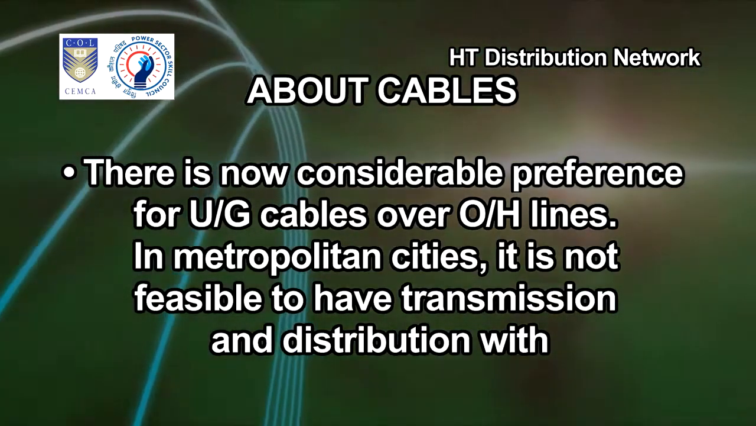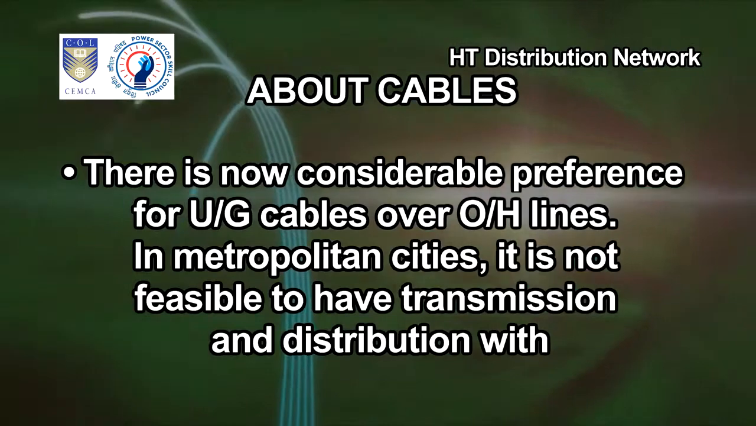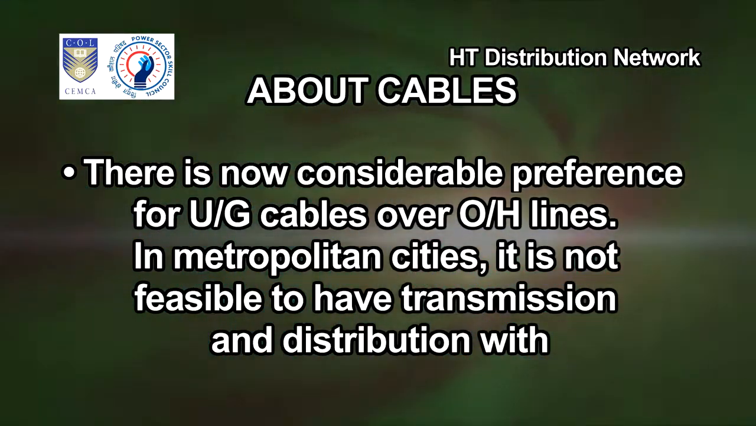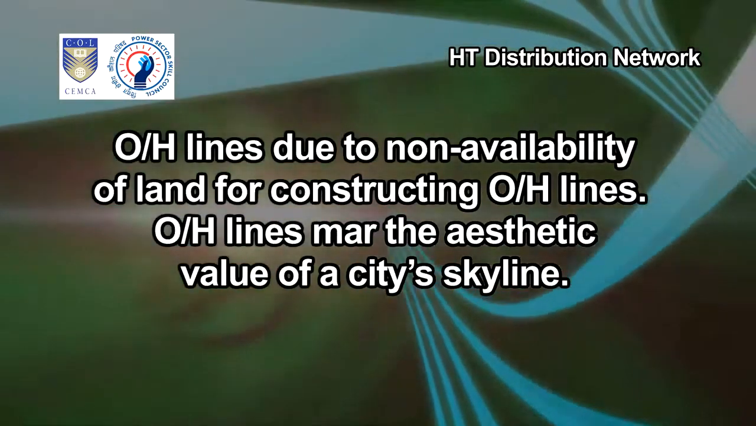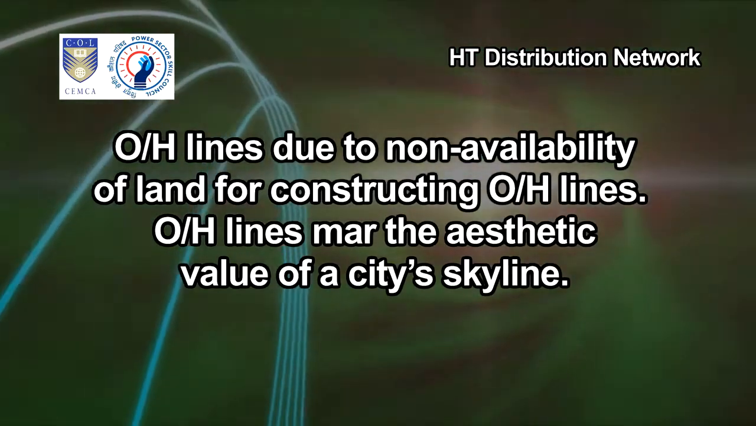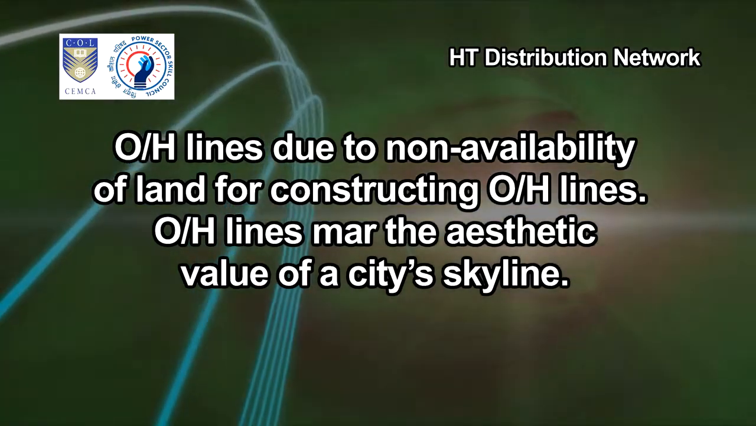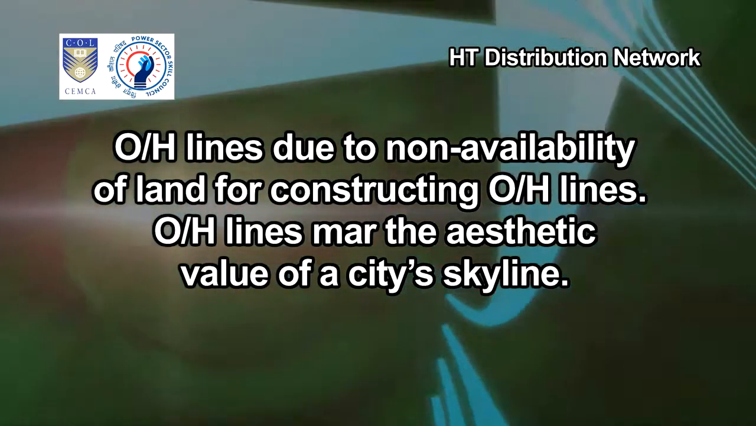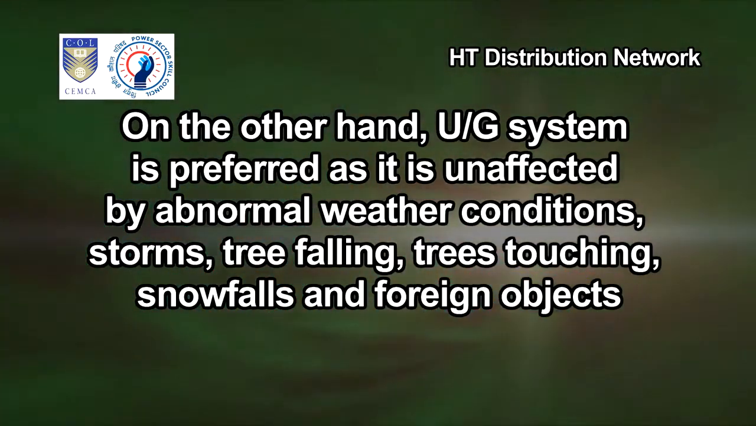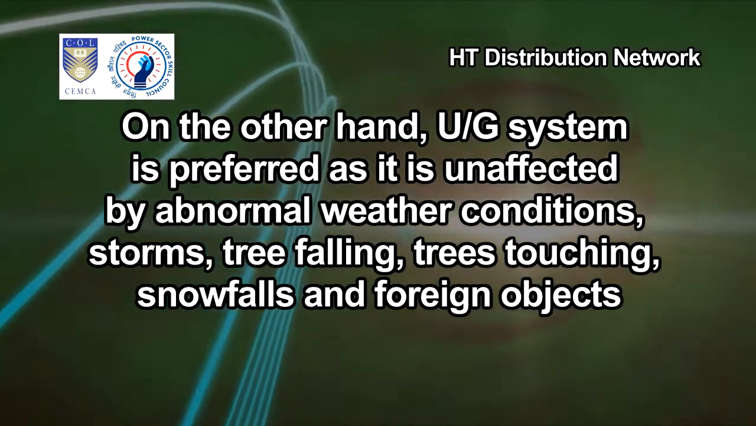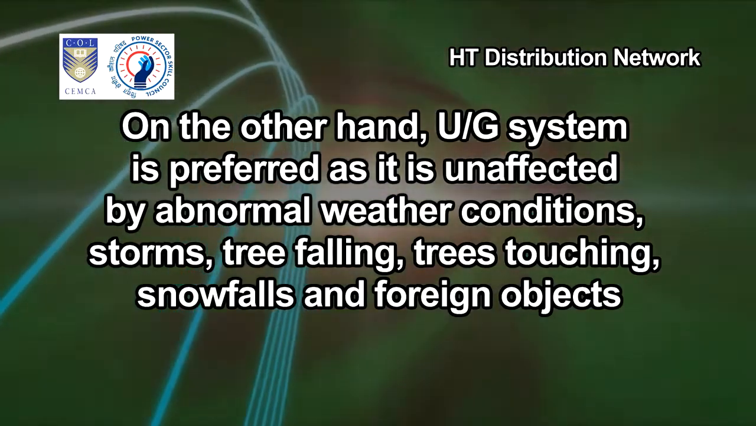Compact system. About cables. There is now considerable preference for UG cables over OH lines. In metropolitan cities, it is not feasible to have transmission and distribution with OH lines due to non-availability of land for constructing OH lines. OH lines mar the aesthetic value of a city's skyline. On the other hand, UG system is preferred as it is unaffected by abnormal weather conditions, storms, tree falling, trees touching, snowfalls and foreign objects.